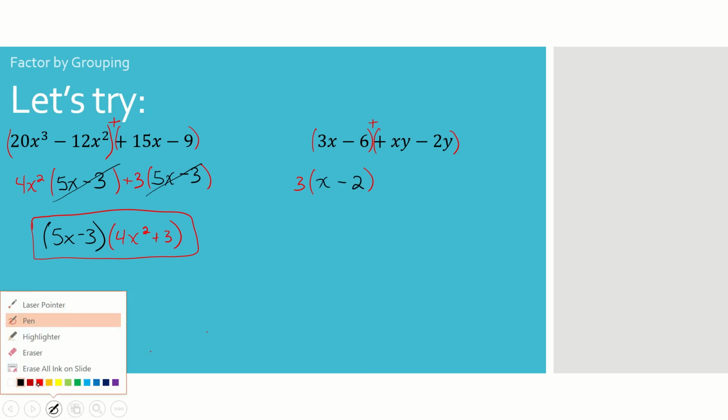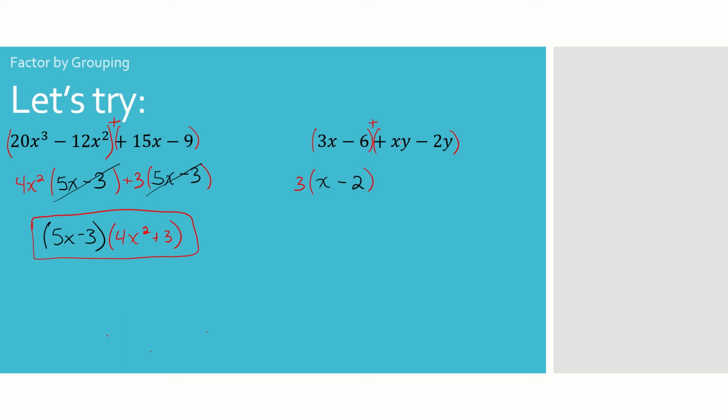Then we look for a GCF in our second group. This one may not be quite as obvious. I have xy and I have 2y. They have no number in common, but they do both have a y. So I can take out positive y. Again, I must have a sign there, otherwise it's going to look like multiplication. It's not. So plus y.